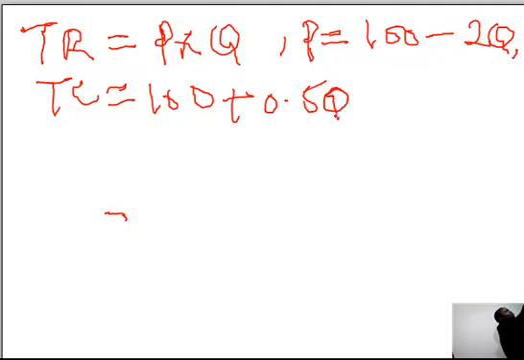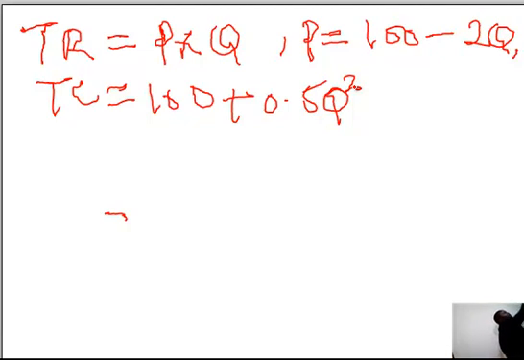100 plus 0.5 Q squared. So now what we try to achieve here is that we want to differentiate the total revenue to get our marginal revenue and our total cost to get our marginal cost. When you get the two, we now equate the marginal revenue to be equal to what? The marginal cost, to arrive at the maximum level of output.